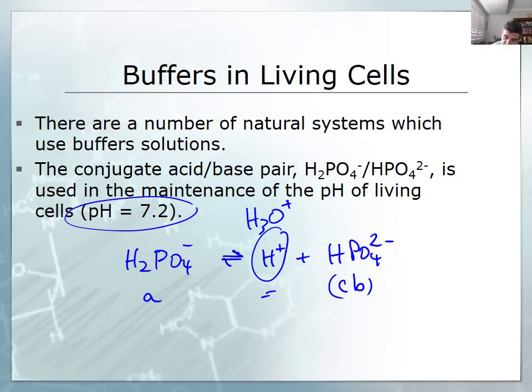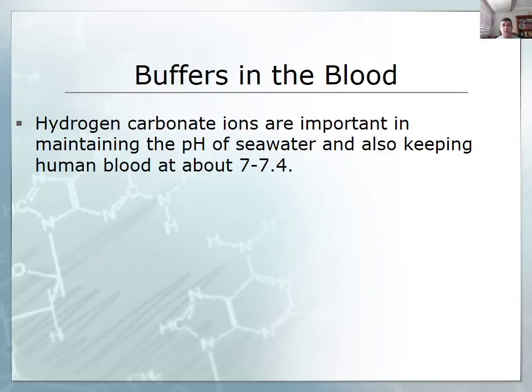And this helps cells maintain a pH value of around 7.2. The blood is also important, and we've talked about the hydrogen carbonate ion, and it too is useful in helping to maintain consistent pH values for things like seawater and also human blood, sitting at around a 7 to 7.4 kind of reading.